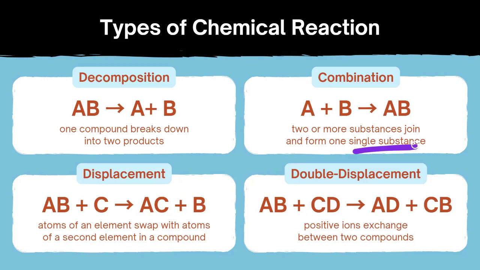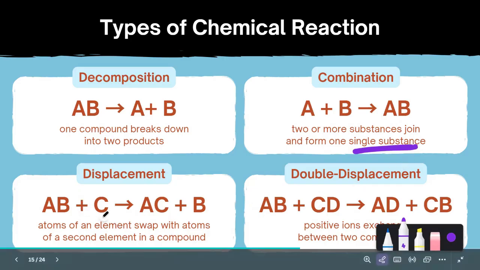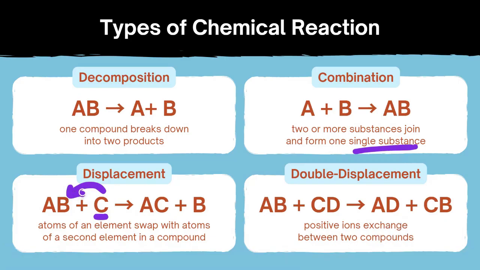So decomposition and combination, they are reverse of each other. Now let's move to next reaction, that is displacement reaction, in which an atom of one highly reactive element displaces or pushes out the atom of another element from its compound. Like here, AB was a compound and C is the more reactive element. It's displacing B from its compound. Okay. So only one change is happening, between B and C.